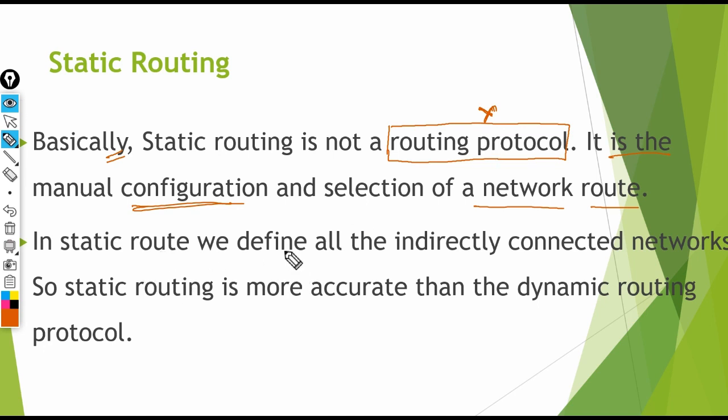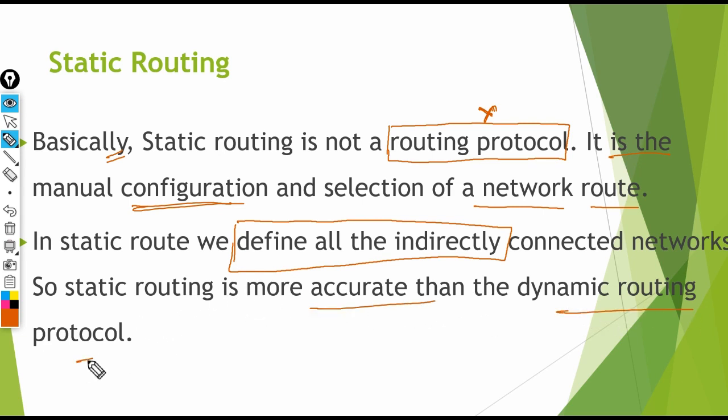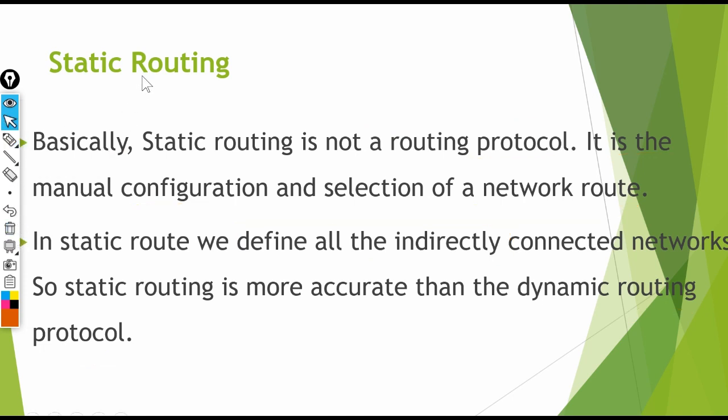Why? Because in static routing, we are going to define all the indirectly connected networks in your routers. That's why static routing is more accurate than the dynamic routing protocols, because the administrator is already aware of the destination network, and the administrator is only going to configure the static routes manually in the routing table itself. So make sure static routing is not a routing protocol. It is manually configured routes in the routing table.